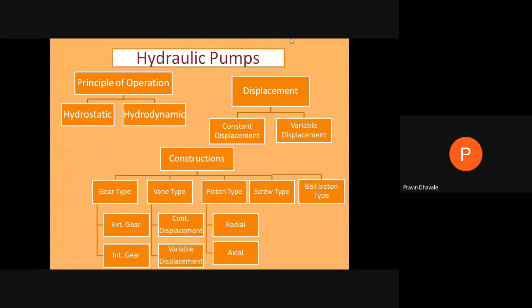If gear type pump is considered, it will be classified as external gear pump and internal gear pump. Vane type pump, if we consider, will be constant displacement and variable displacement. If piston type pump is considered, it will be radial and axial. If axial is concerned, it will come under swash plate and bent axis drive pump. And the last one, that is the screw pump. It is again one type of positive displacement pump.